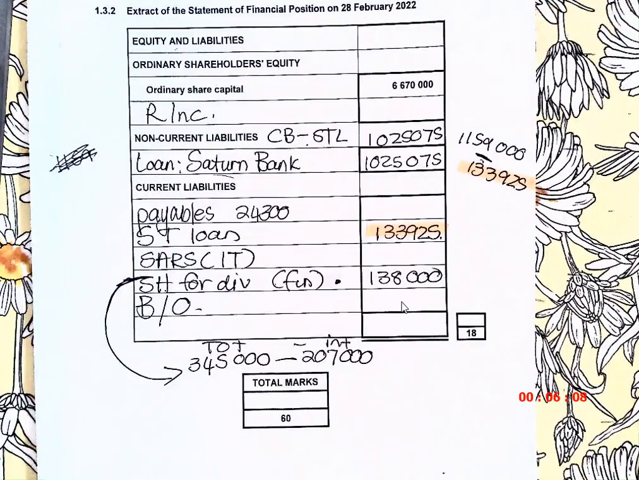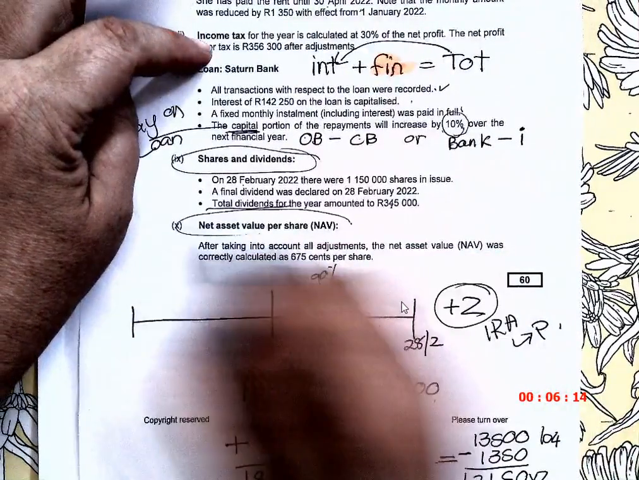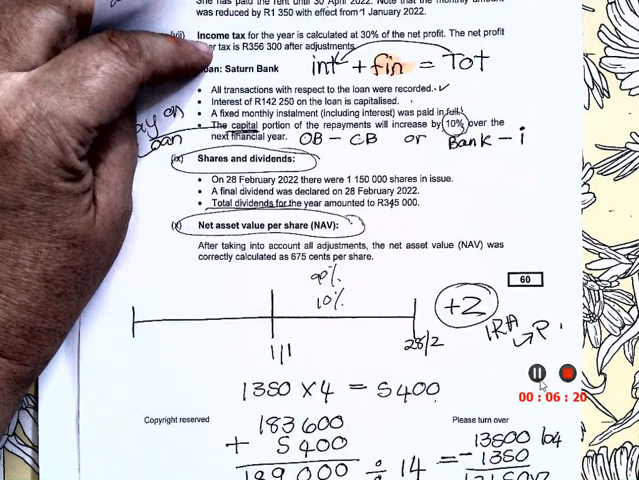Everybody with me? Okay, let's continue. Next info they give me is they talk about the net asset value per share. Now they want me to use a ratio.